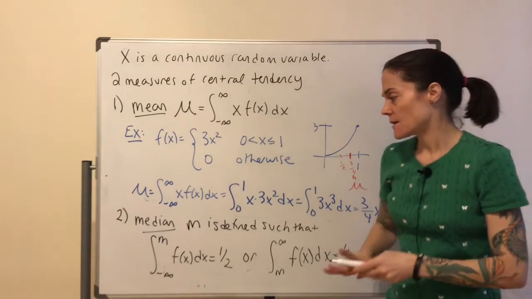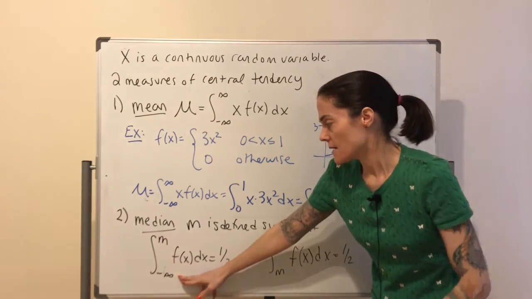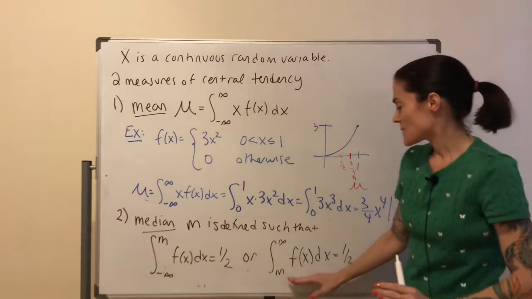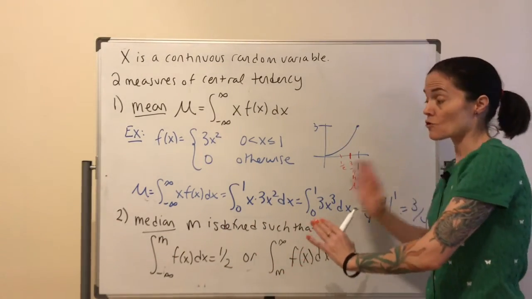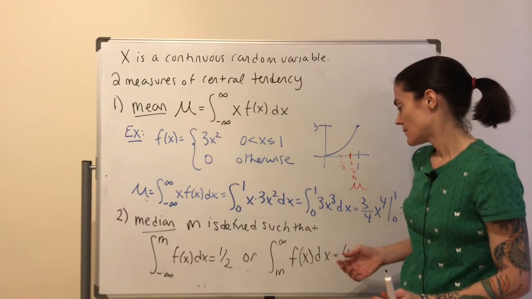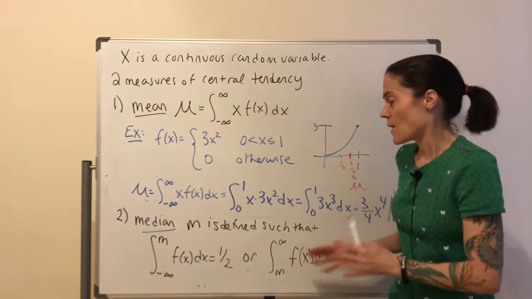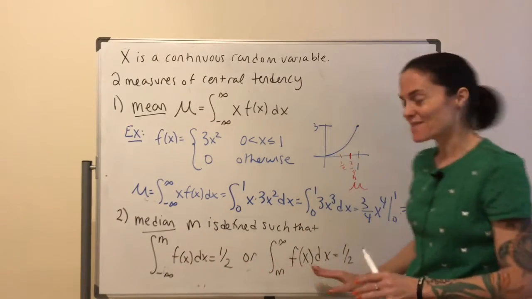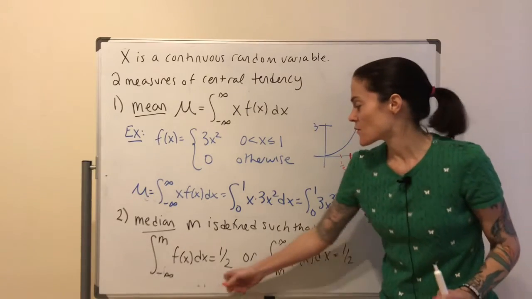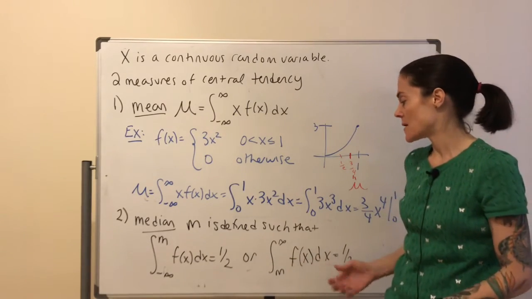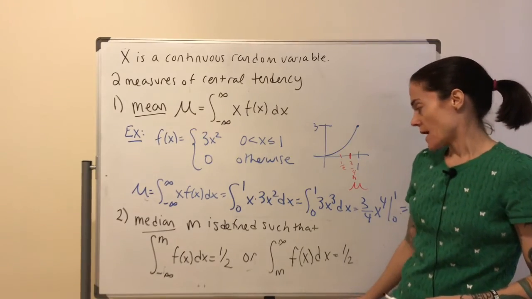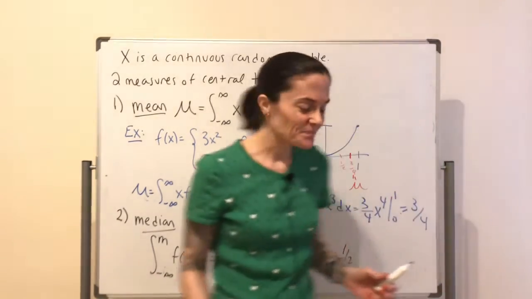This is the median, right? This one says half the area is to the left. This one says half the area is to the right. Well, I should say the area to the left is 1/2, the area to the right is 1/2, but the total area is 1, so these two are saying the same thing, but sometimes it's easier to work with one or the other. Okay, this is the median.